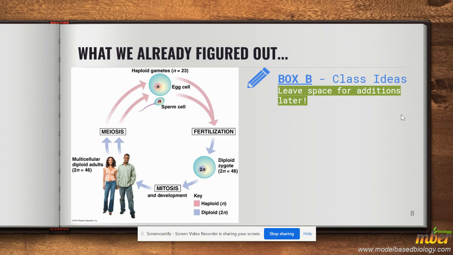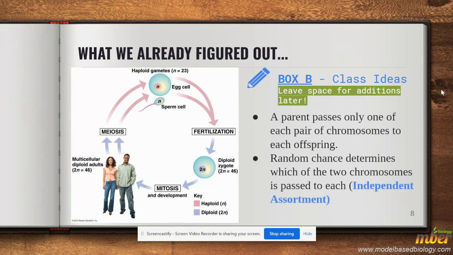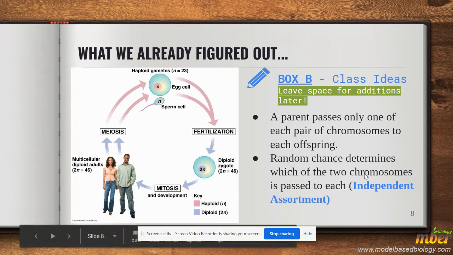Okay, box B. This is what we've already figured out. Obviously, we are not in a classroom. These are not going to be your normal class ideas where everyone raises their hand and adds something. This is like the model box, so make sure you leave space for additions later because we're going to be adding on. What we've already figured out is that a parent passes only one of each pair of chromosomes to each offspring, and random chance determines which of the two chromosomes is passed on. This is called independent assortment.